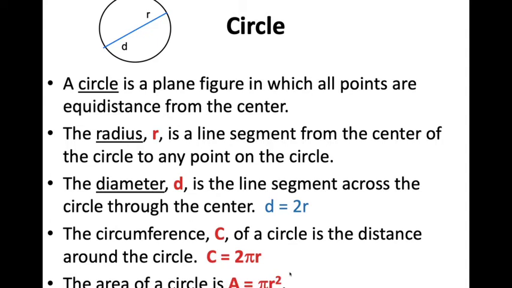And then the area. The formula of the area of a circle will be pi multiplied by radius squared. Remember, for area, you have to square the units.